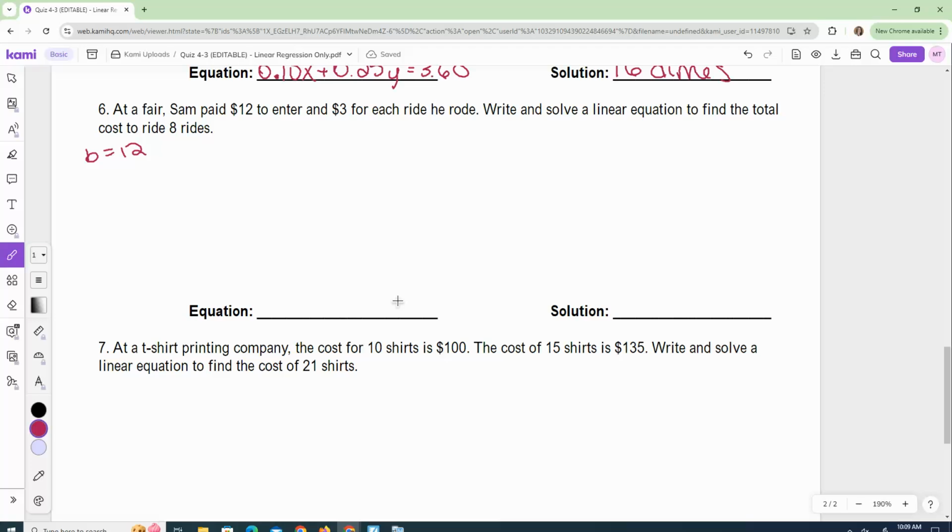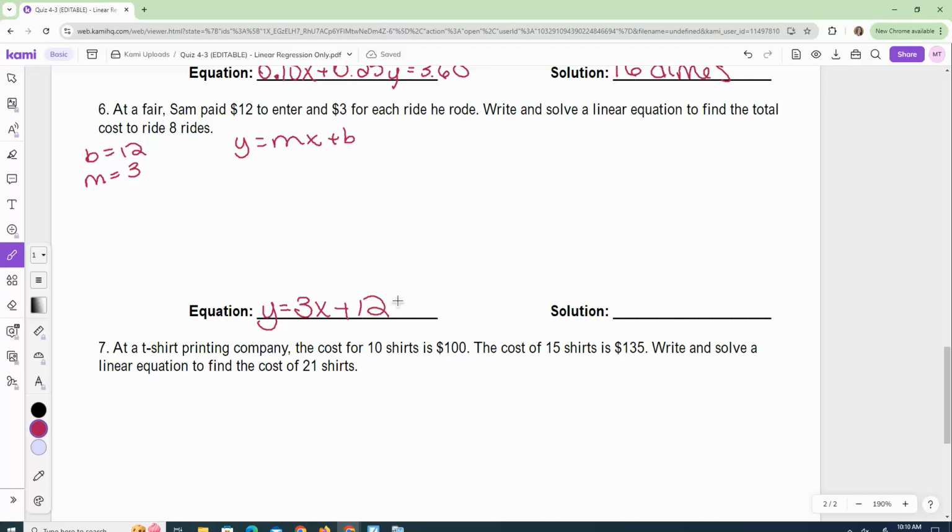Then we have to pay $3 for each ride that we rode. So how many times do you pay for that? Once or multiple times? Multiple. Anything that you're paying multiple times is what? M. So our equation, remember, just y equals mx plus b. I have m and I have b. So our equation is y equals 3x plus 12. So these types don't really require a whole lot of work because I already gave you M and B.